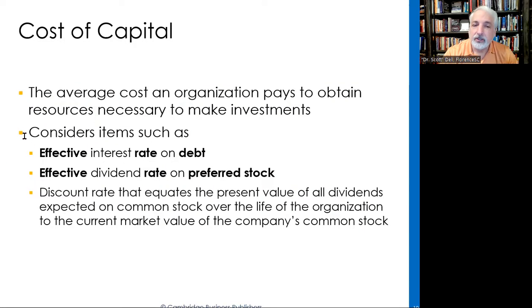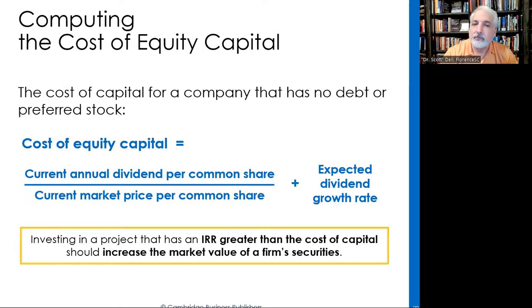Cost of capital, consider such things as the effective interest rate on debt, effective dividend rate on preferred stock. So what is the organization's cost of capital? What is it you want to obtain or expect to obtain and the returns that you desire? And a company cost of equity capital, you have the current annual dividend per common share and the current market price per common share plus a growth rate. So investing in a project that has an internal rate of return greater than the cost of capital should increase the market value of the firm's securities. So the stock should go up.